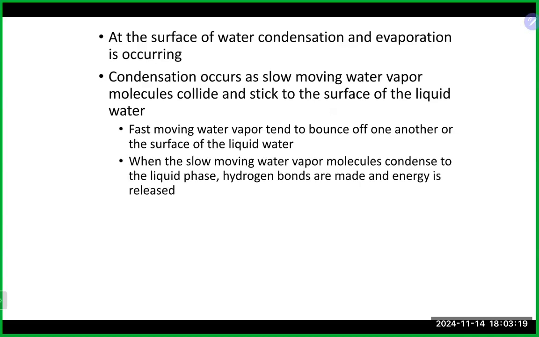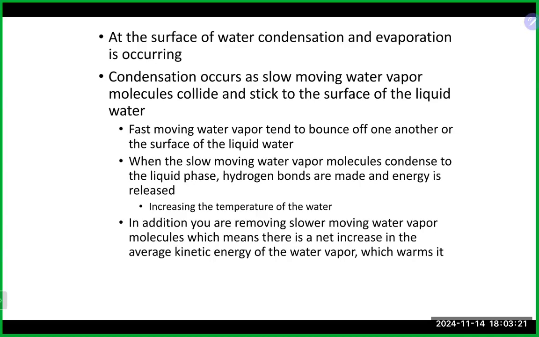Now, when we have condensation and evaporation occurring at the surface of water, condensation occurs when those slow moving water vapor molecules collide with the surface of the liquid. Fast moving water vapor tends to bounce off, but when they're slow, they tend to condense and come back to liquid. That is also why condensation is, for example, a warming process. When you're taking a hot shower and the mirror gets all wet, it's because the hot steam hits the cold mirror, and you get condensation.